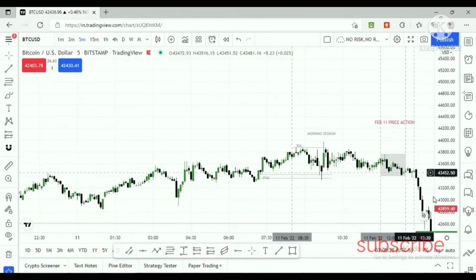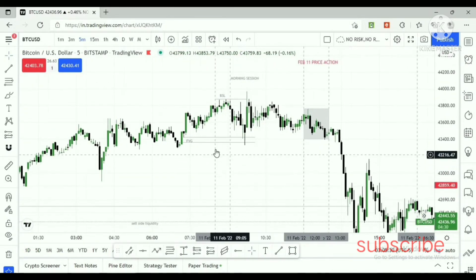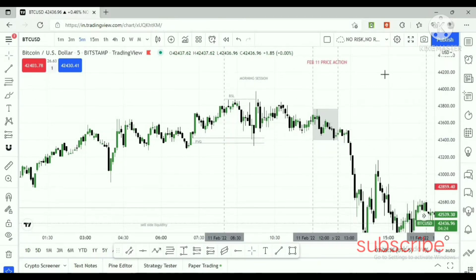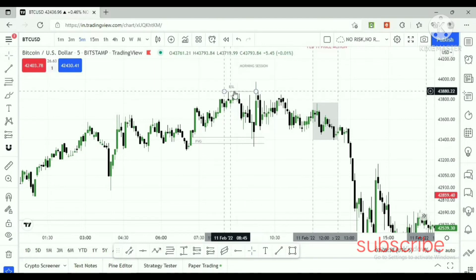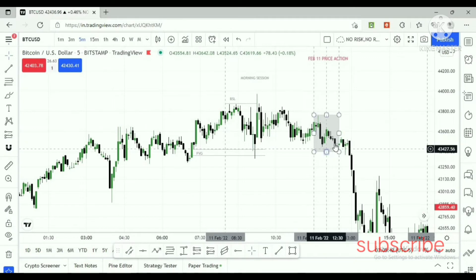See guys, this morning session, after 8:30 market makers filled this imbalance, the parallel gap, and moved the market to this upside, up to these equal lows, the sell liquidity. After that price is in consolidation. It is New York lunchtime and there is no trade area.